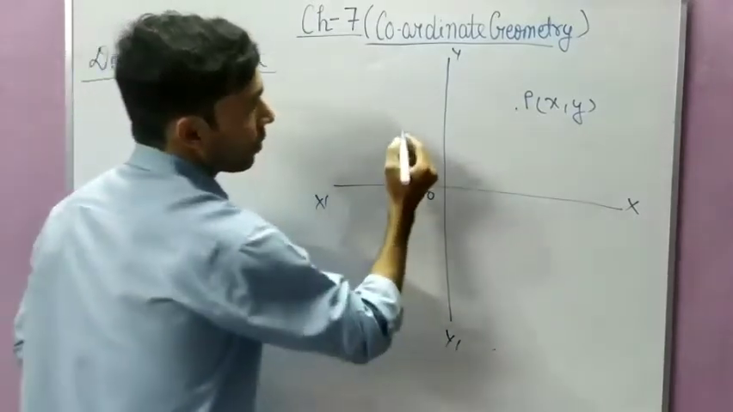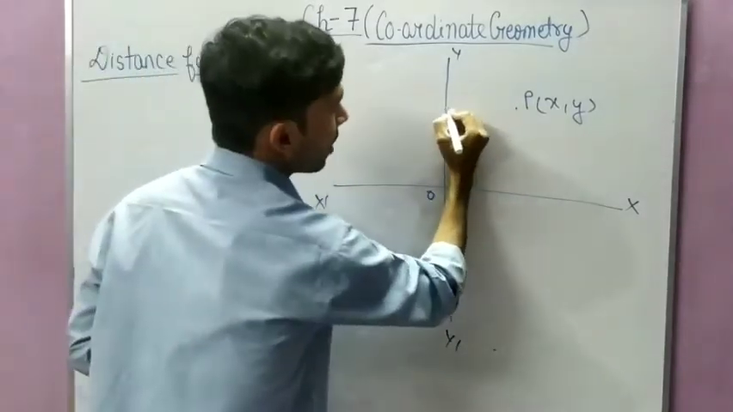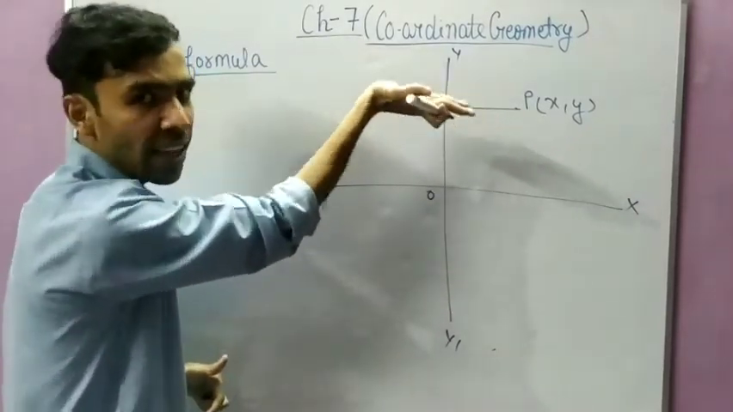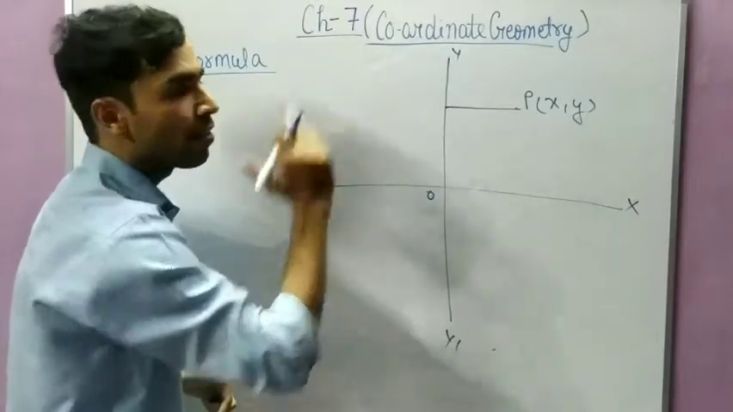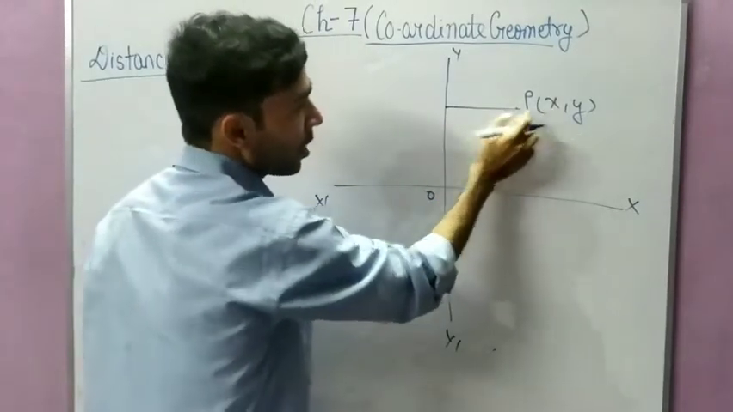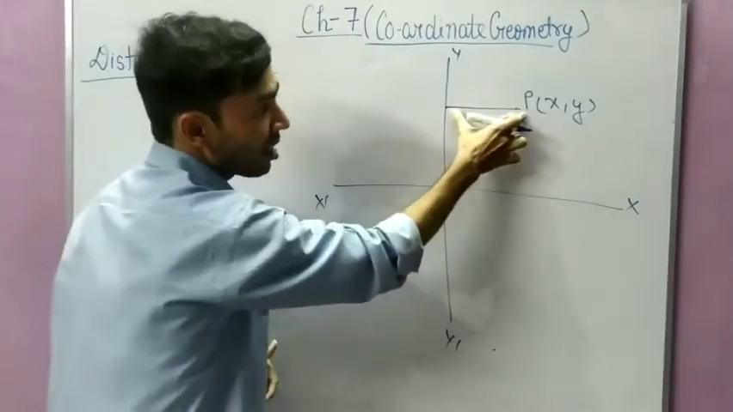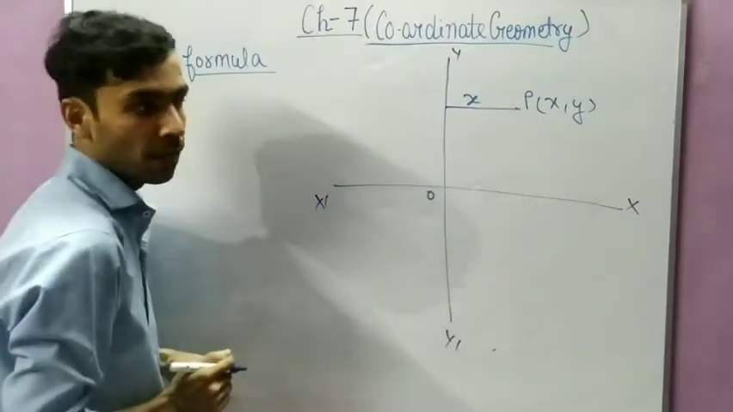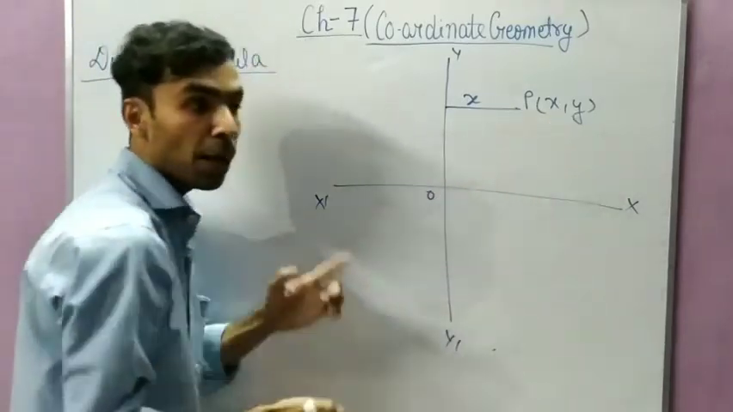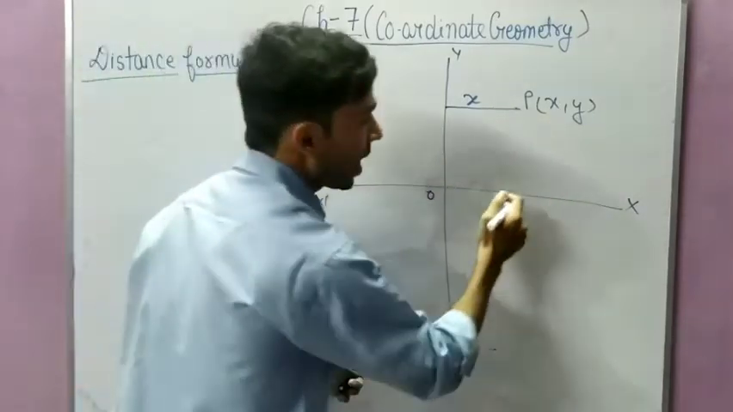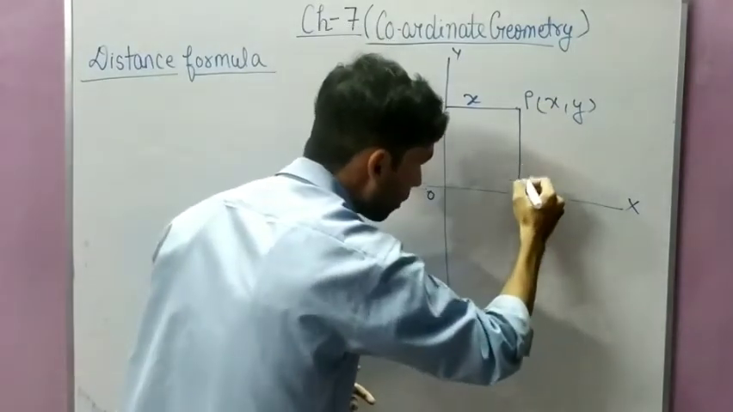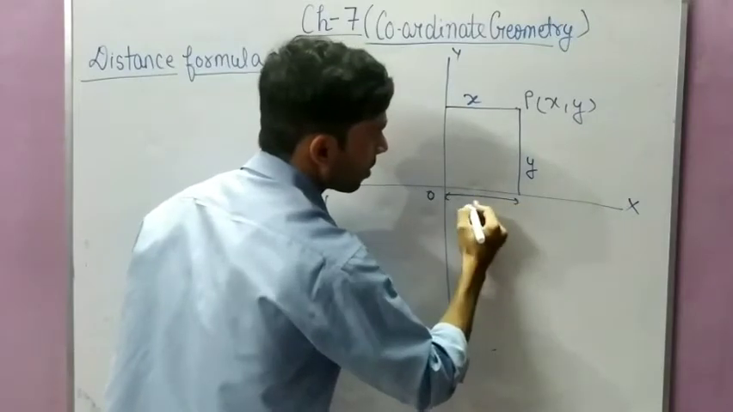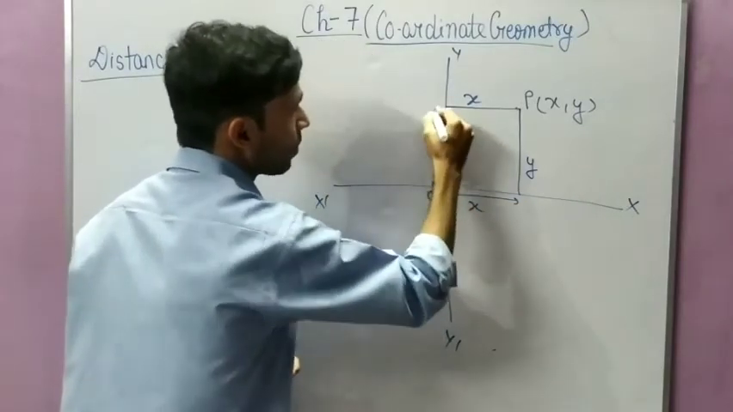See, the y-axis is this, so this distance is known as x, meaning the horizontal distance is x and the perpendicular distance is y. So x is nothing but the perpendicular distance. This line is perpendicular to the y-axis, so this distance is known as x. And y is the perpendicular distance from the x-axis. So this is known as y.